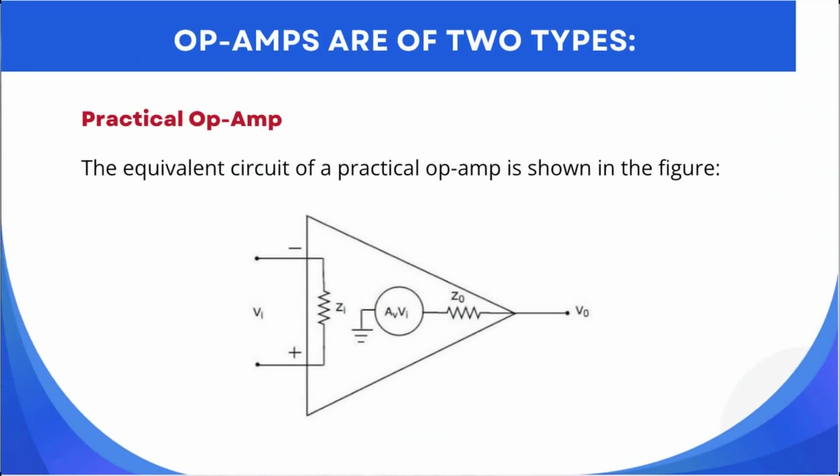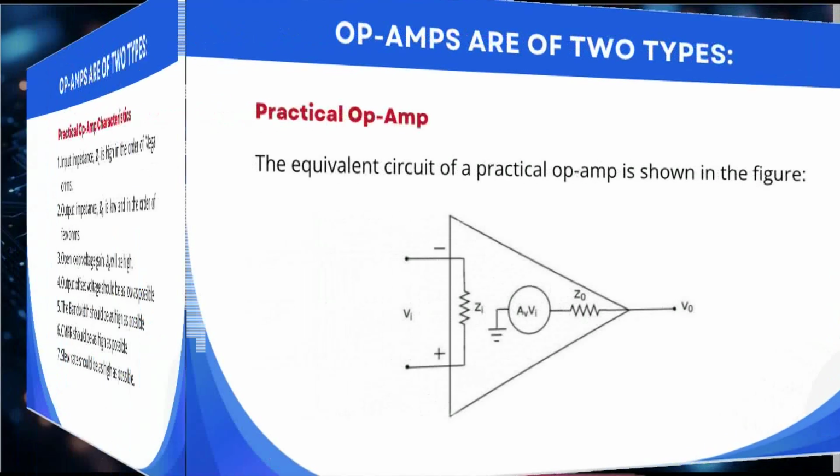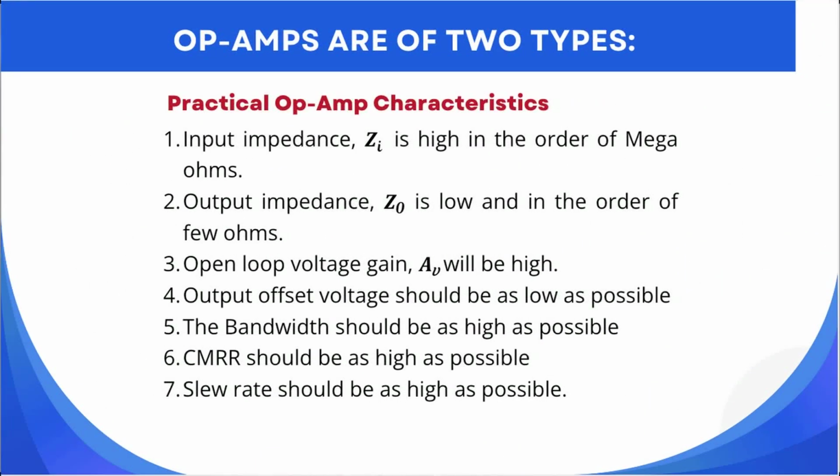The practical op-amp. The equivalent circuit of the practical op-amp is shown in this figure, and it exhibits these characteristics. Number one, the input impedance Zi is very high, in the mega ohm range. Then the output impedance Z0 is low, in the order of a few ohms. Open loop voltage gain AV is very high. Output offset voltage should be very low. The operating bandwidth should be very high. Common mode rejection ratio should also be as high as possible. Slew rate should be as high as possible.